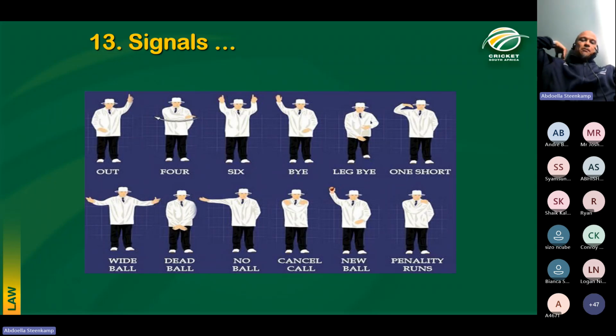One short, but it's keeping your hand here and touching this part of your shoulder. Wide ball, arms horizontally. Dead ball, by waving your hands just below your belt height. No ball, you can use either hand, doesn't matter.